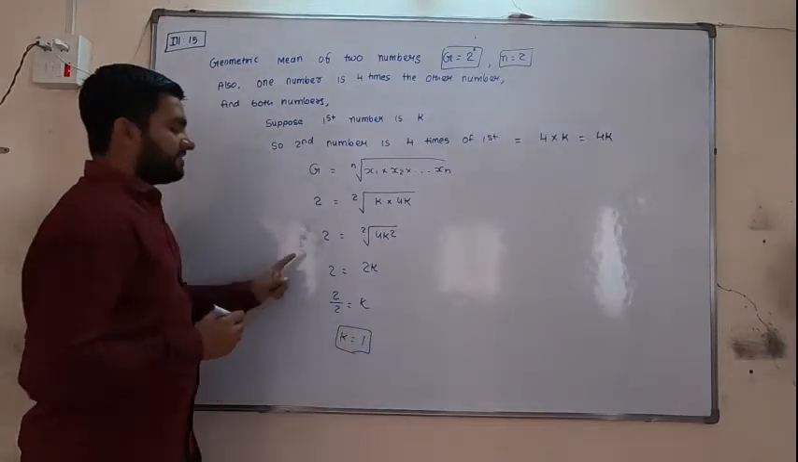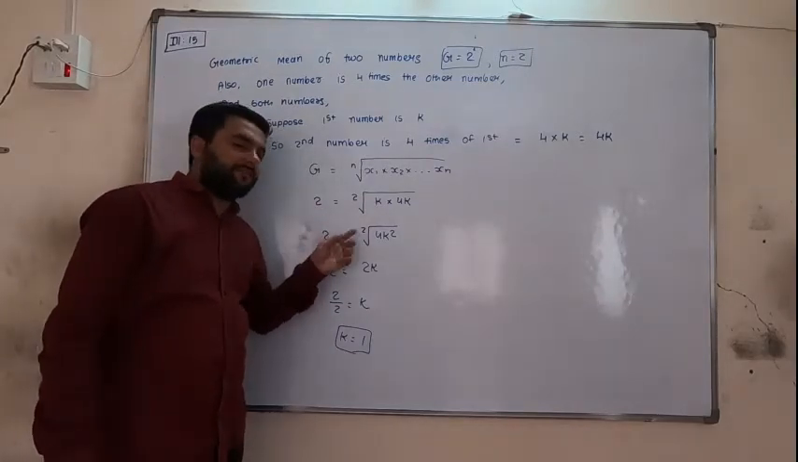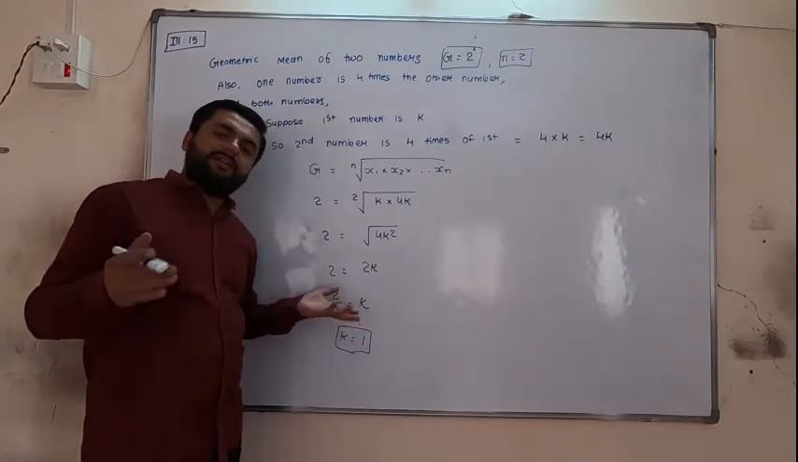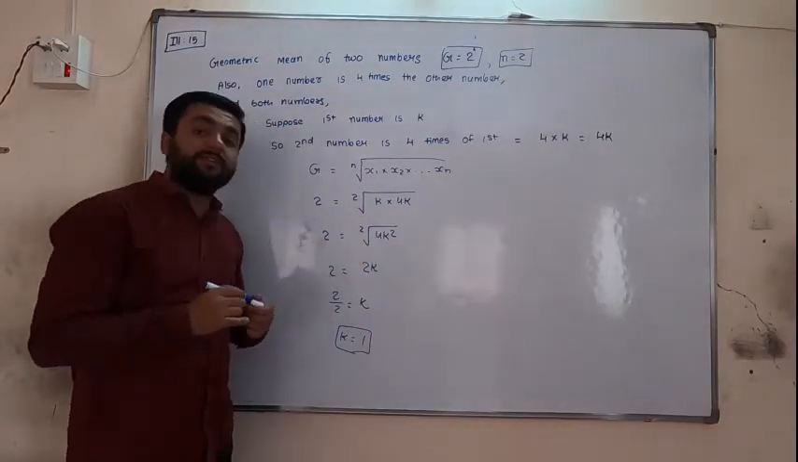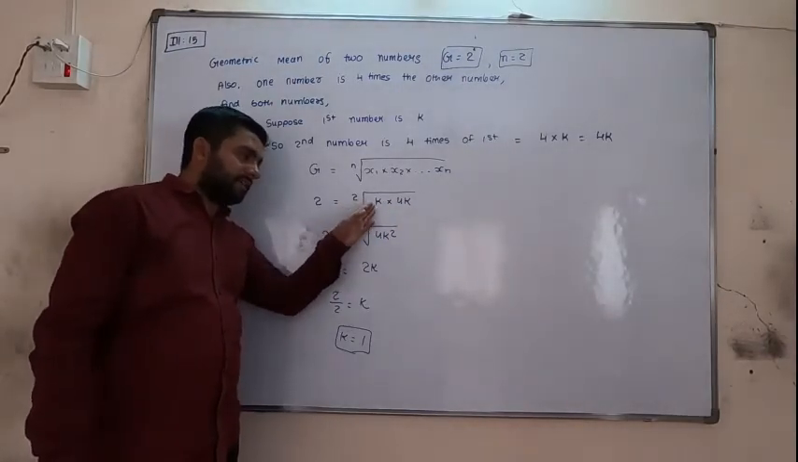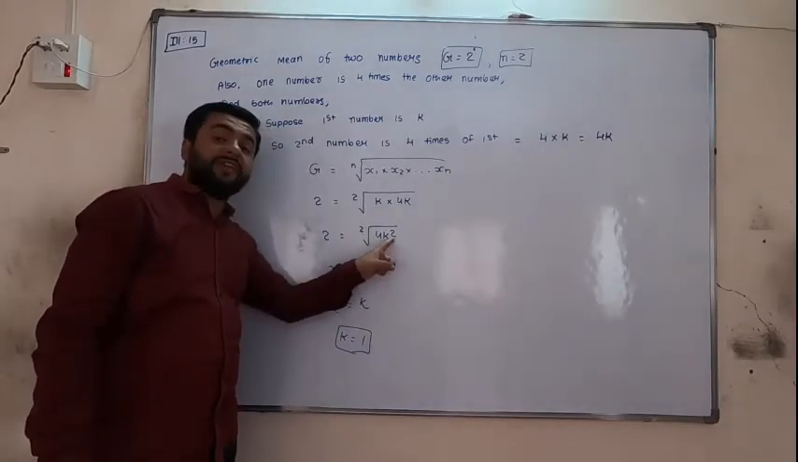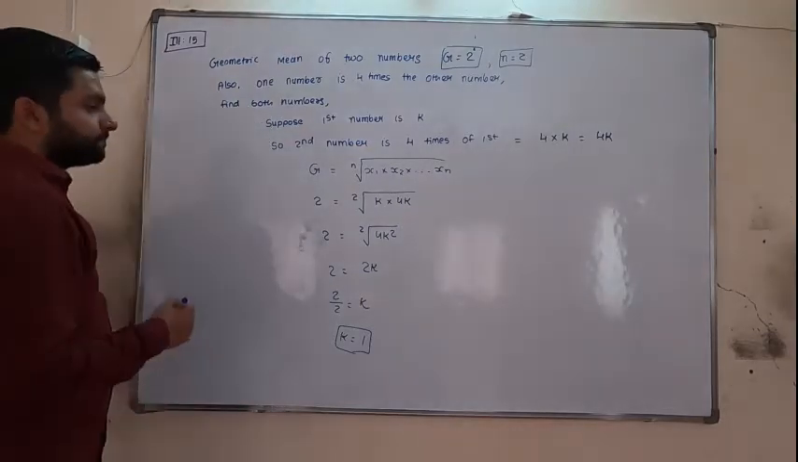Friends, please understand this step only. 2 is showing the square root. If you are not writing it, then also it is possible. That is not a problem. But for our understanding that there are 2 numbers we are showing 2. If there are 4 numbers we are writing 4. Now k into 4k is 4k square. Square root of 4 is 2. Square root of k square is only k. 2 is transferred here. So k is 1.